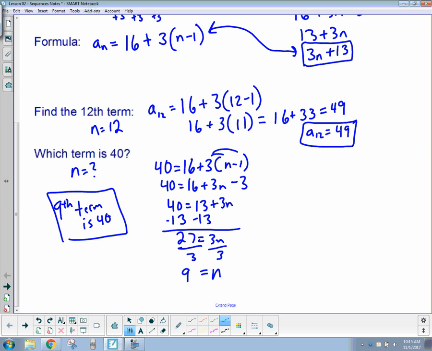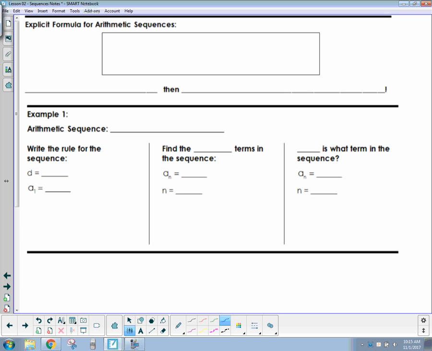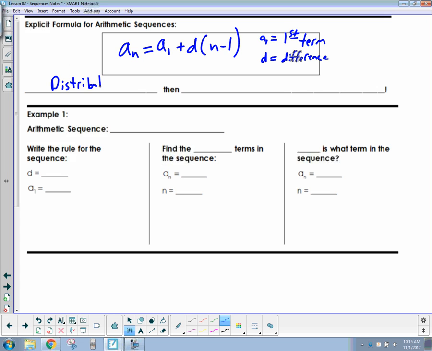Right. So let's flip to your worksheet. I'll do the same. Oh, excuse me, I'm yawning. So up here, explicit formula for arithmetic sequences. We're going to say AN equals A1 plus D times n minus 1. And remember, A1 is the first term, and D is going to be difference. Okay? So, let's fill in these blanks. We're going to distribute, then combine like terms.